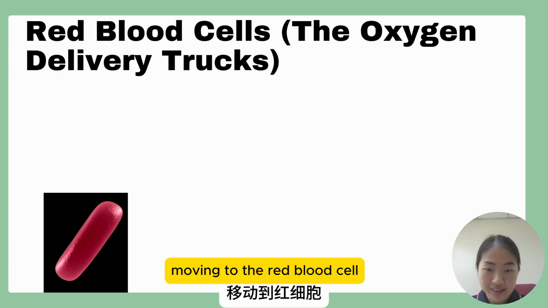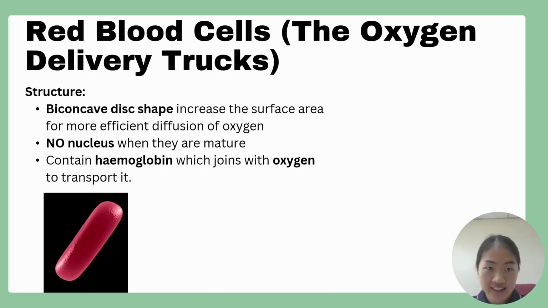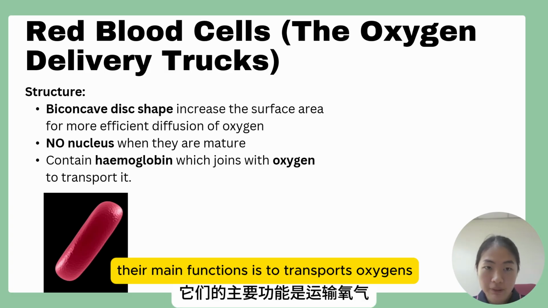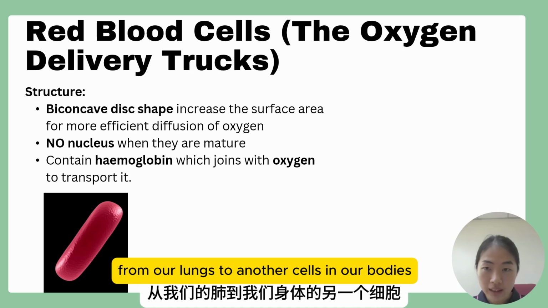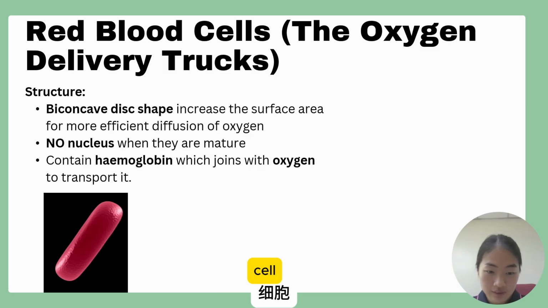Moving to the red blood cell, which is the oxygen delivery tract. These cells are found in our blood. Their main function is to transport oxygen from our lungs to other cells in our bodies. Let's have a look at the structure of the red blood cell.